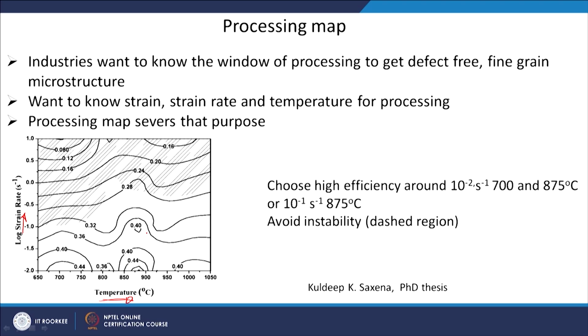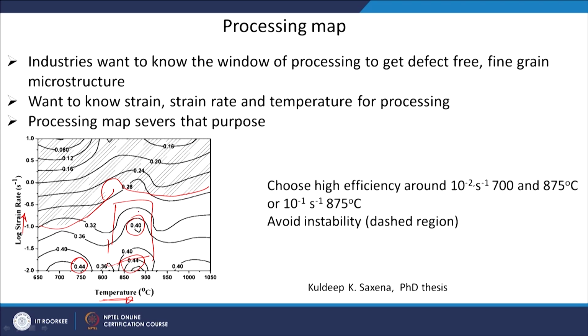Just to give you an idea, basically we are looking for the regions which give you higher efficiency. This efficiency translates into the microstructural changes in the material. So, we look for all these high efficiency zones. This will give you an idea that if I work in this kind of window, it will give me a defect free microstructure, and I want to avoid all this region shown with hatching, the gray area.